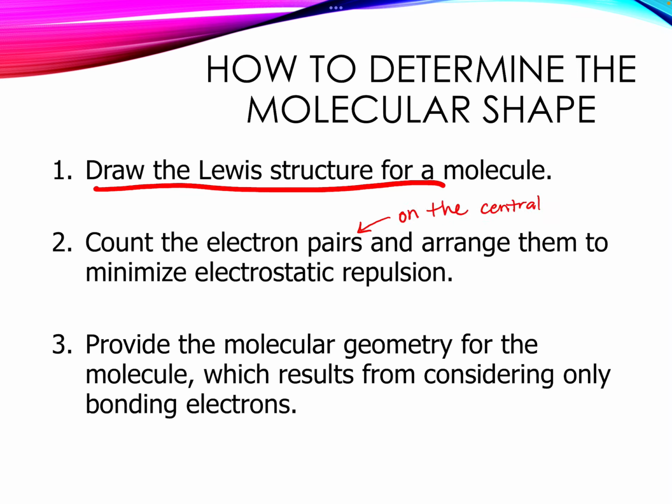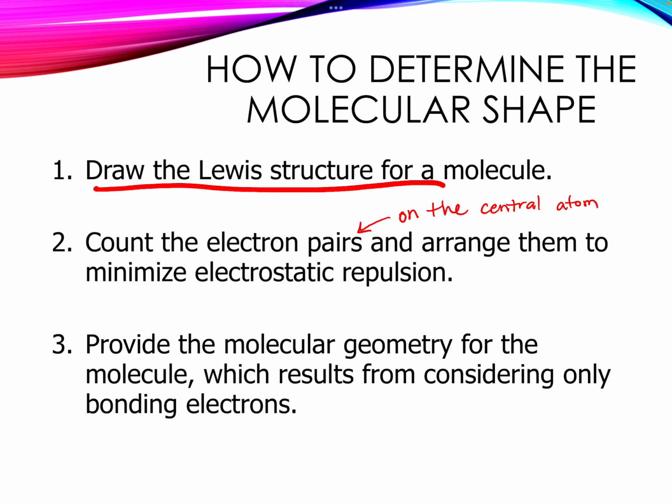Okay, very important. We don't care about the electron pairs on any other atoms, just the central atom. And we're going to arrange them to minimize electrostatic repulsion. Again, that just means space them out as far apart from each other as possible, because electrons are all negative and repel each other.